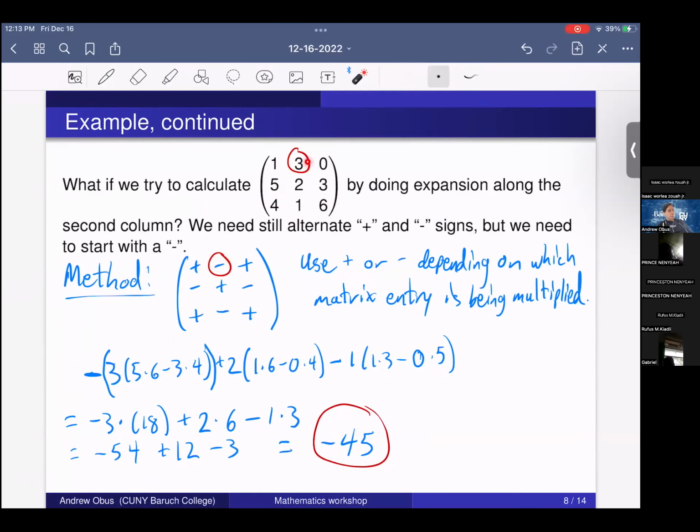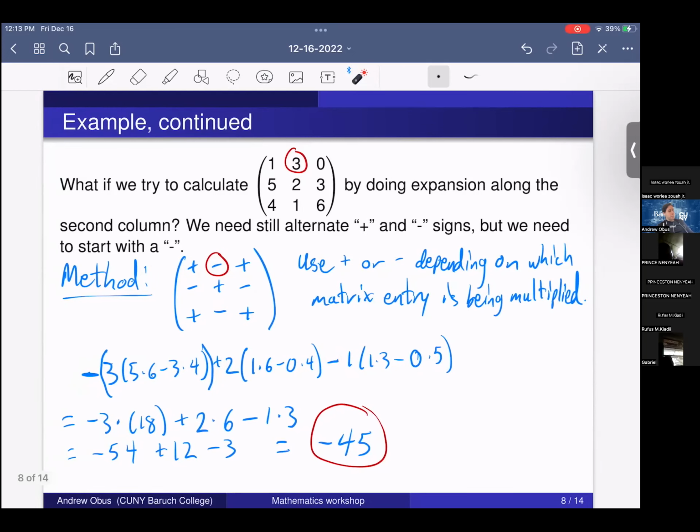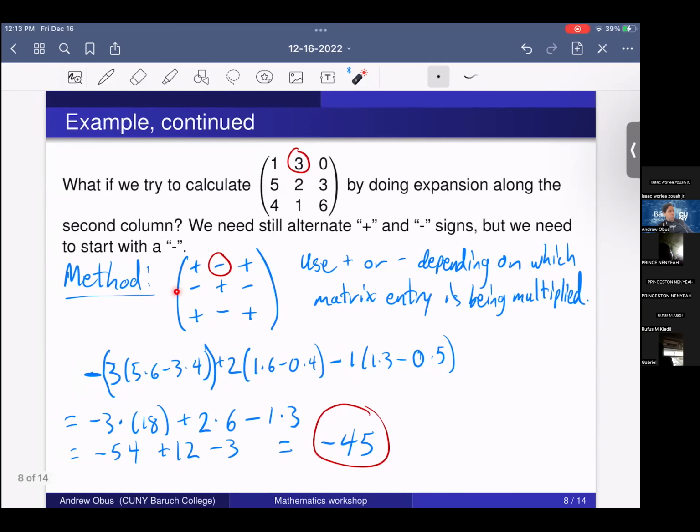Right? So the 3 here is in a minus position, the 2 is in a plus position, and the 1 is in a minus position. So when I make all these terms, the 3 term gets a minus, the 2 term gets a plus, and the 1 term gets a minus. I know which pluses or minuses to use based on which position the numbers are in. So here the 3 is in a minus, the 2 is in a plus, and the 1 is in a minus.